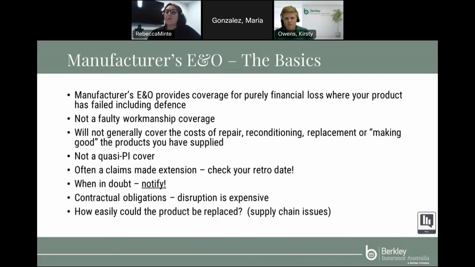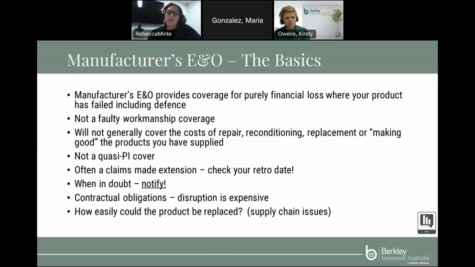There is no coverage for facts or circumstances which the insured was aware of prior to the commencement of the period of insurance, and there is only coverage for acts, errors, or omissions that have occurred on or after the retroactive date. Therefore, as I said before, if you are even in doubt of a potential claim being in existence, then you should be notifying the insurer.